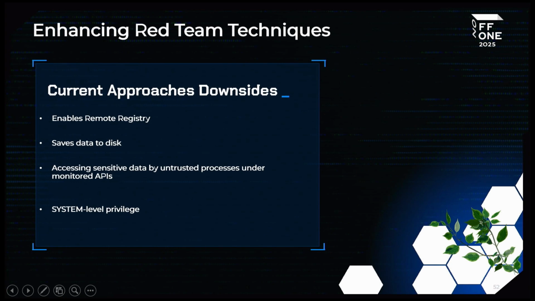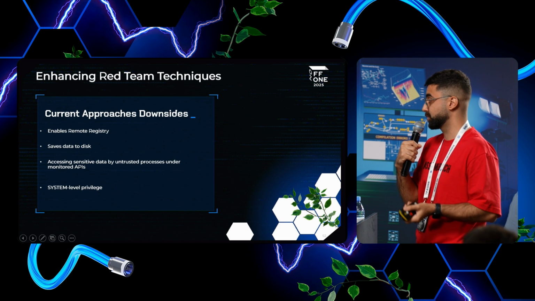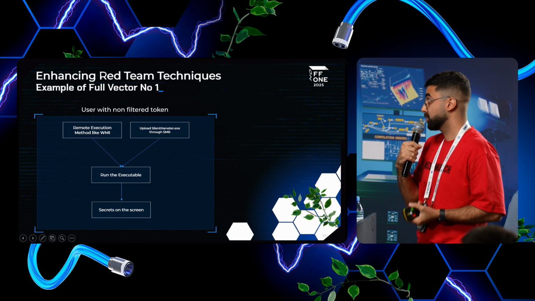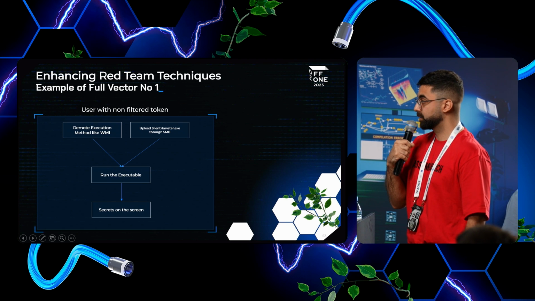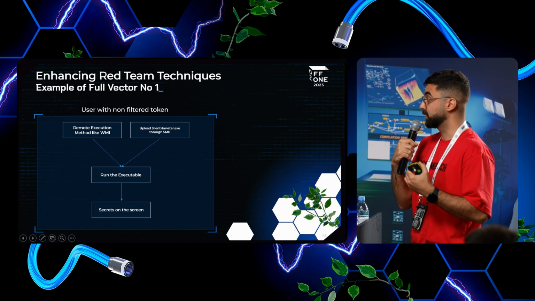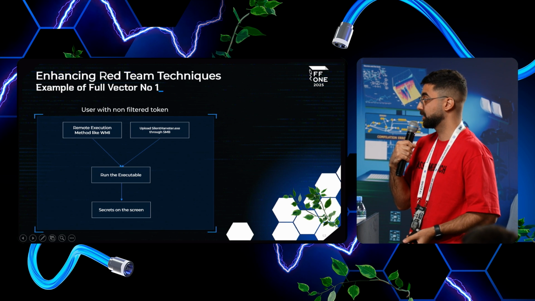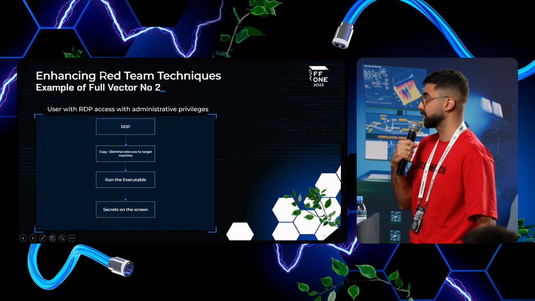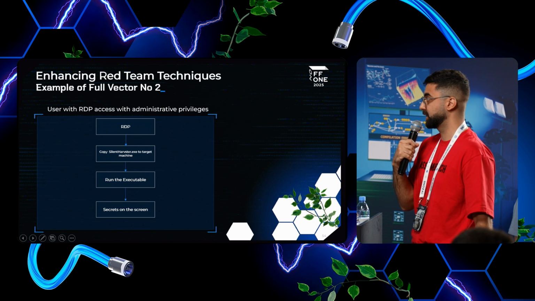Again, the current downsides that I found in the tools are enabling remote registry, saving data on the disk, accessing sensitive values with untrusted processes, and also enabling SYSTEM. So, for example, the first one is remote collection. How can we do it? If we have an execution method like WMI, DCOM, or SMBExec, and we can upload our executable and run it, we get the secrets on the screen. Or if we have interactive login like RDP, we can copy it to the target machine and run it.